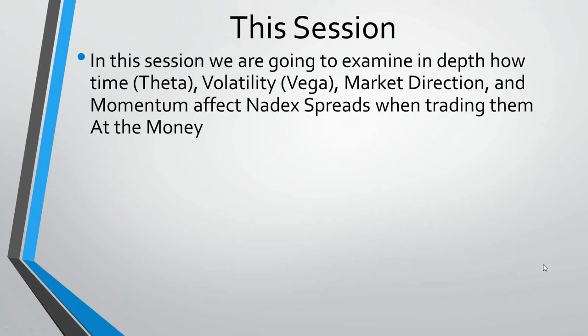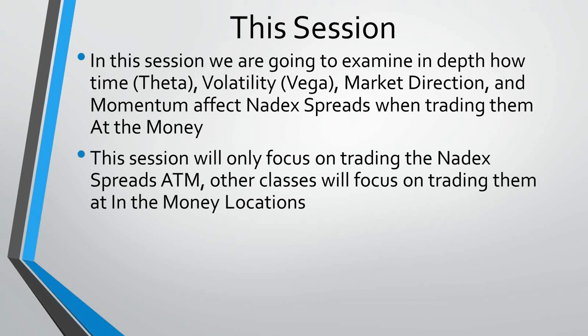So in this session, we're going to examine in depth how time, theta, volatility, Vega, market direction, and momentum affect Nadex spreads when trading them at the money. This session will only focus on trading the Nadex spreads at the money. Other classes will focus on trading them at in-the-money locations. So again, go back to that 1900-1940 spread. This is focusing on it if the underlying is at 1940, and that again would be the short one.